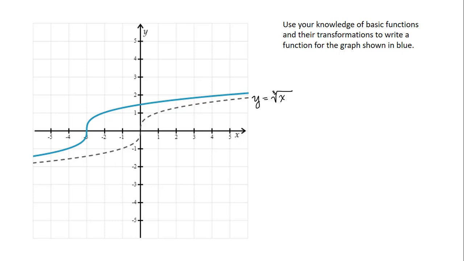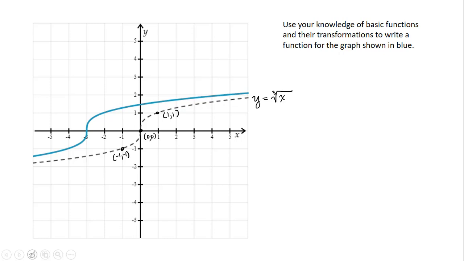Recall some key points on that graph are 0, 0, 1, 1, negative 1, negative 1. Off my graph would be another point like 8, 2, or negative 8, negative 2. So these are the basic points. So what I need to do is try to identify corresponding points on the transformed graph so I can identify the movement that took place to get to those points.